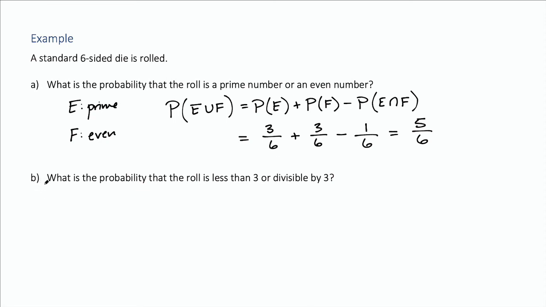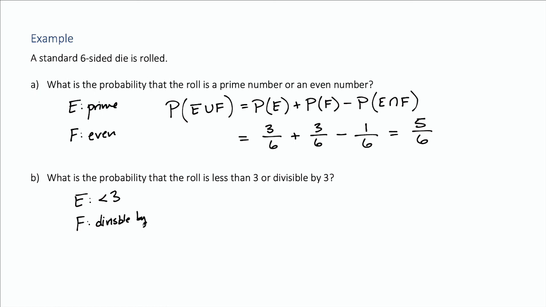Now, for B, what is the probability that the roll is less than 3 or divisible by 3? Now, if we look at this, there is no number that is both less than 3 and divisible by 3. So these are mutually exclusive events. Okay, so E is less than 3, F is the event divisible by 3.